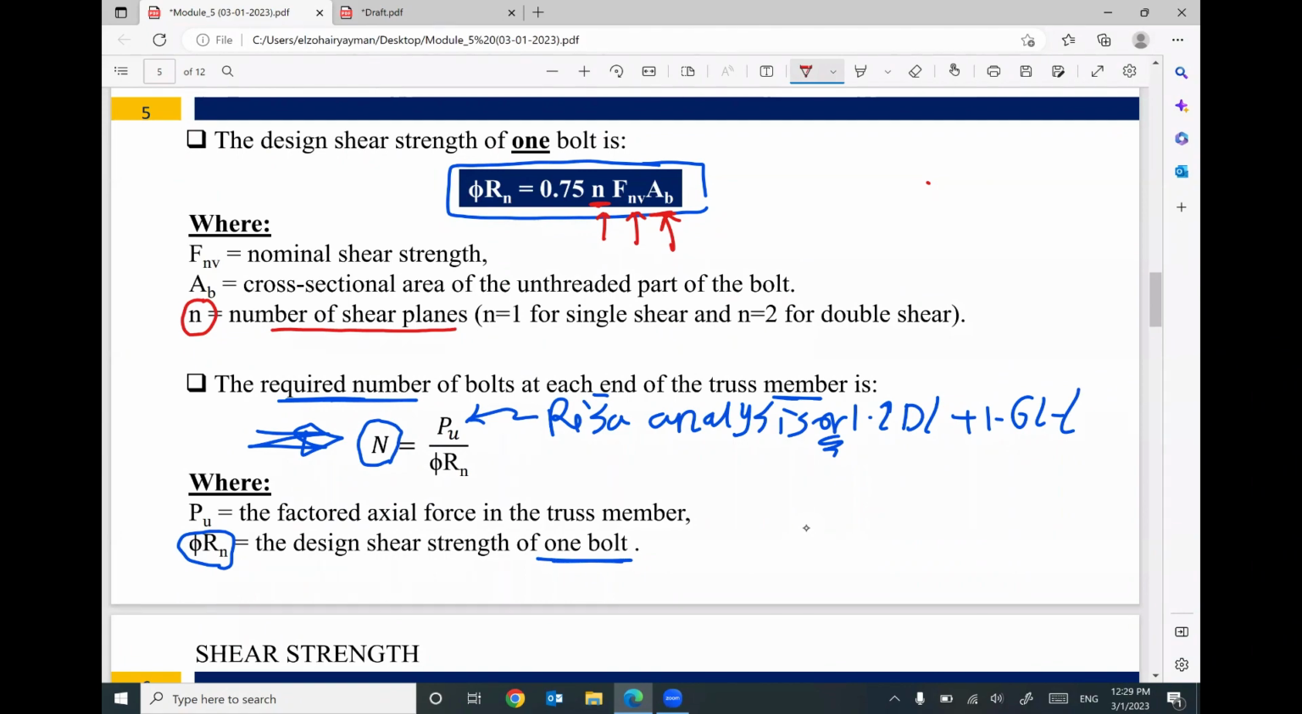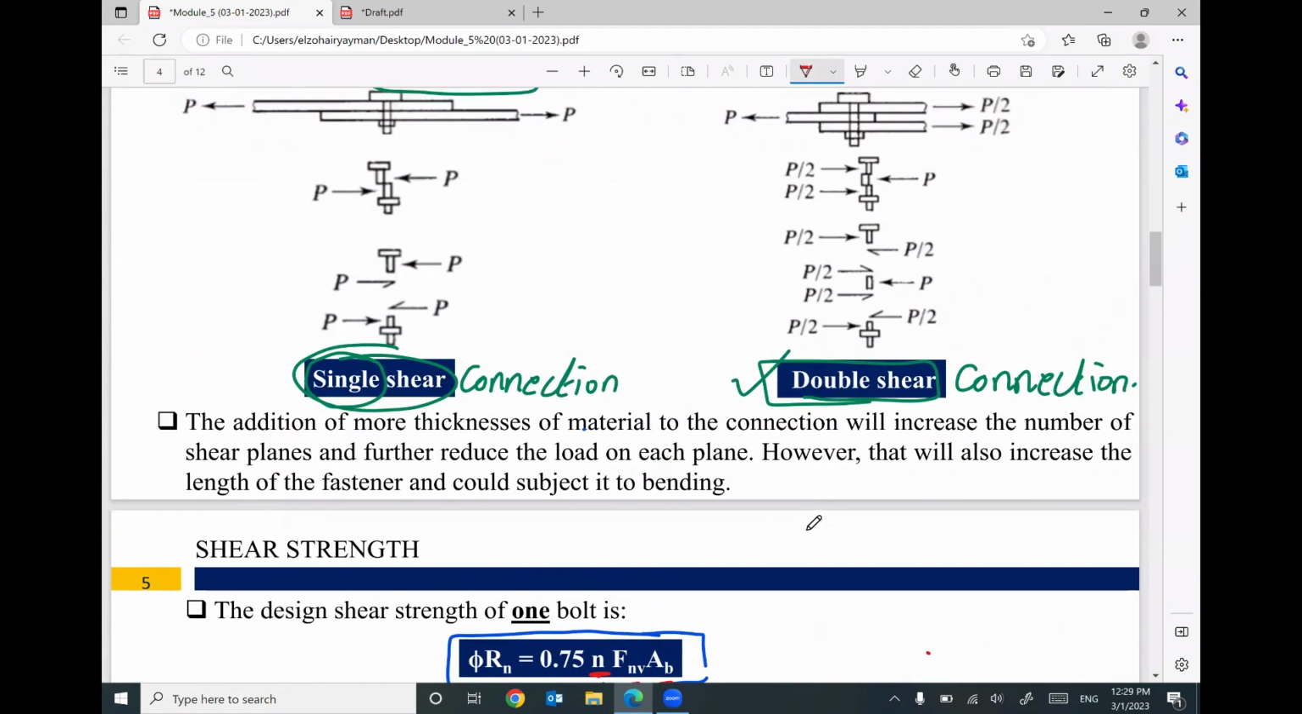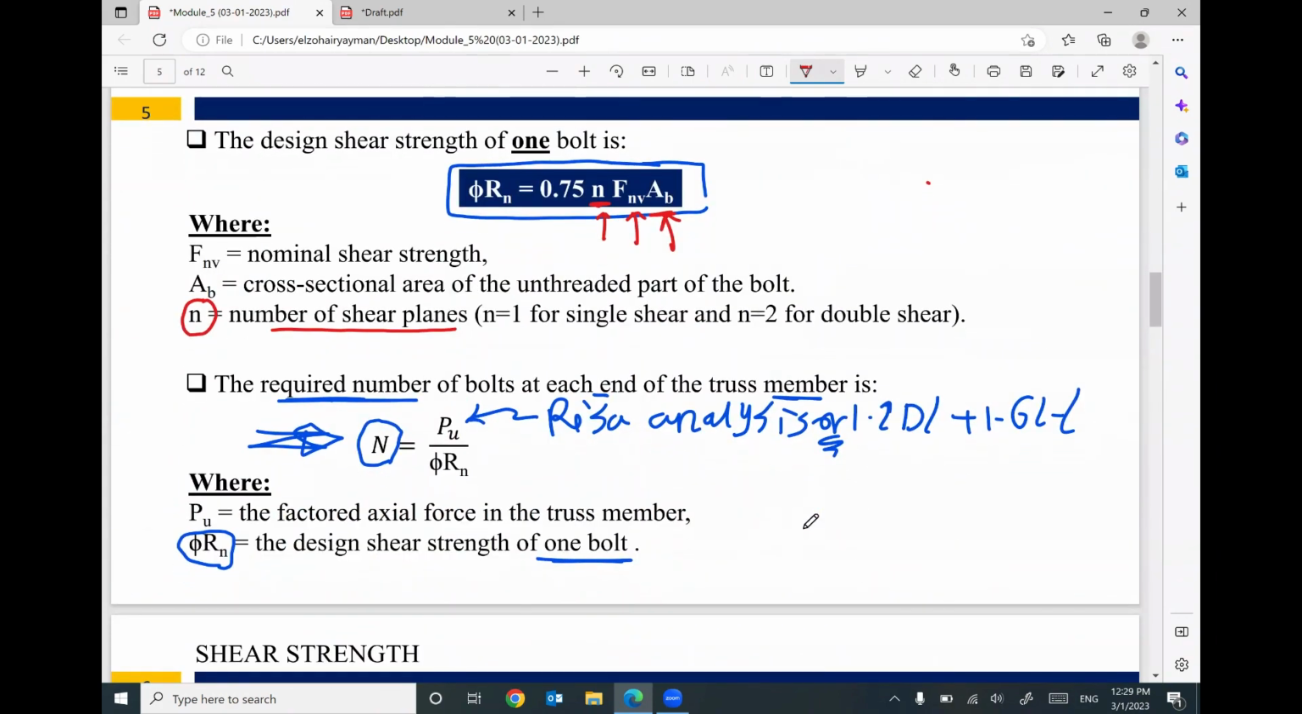We have two cases most of the time. We have single shear. If you have single shear, your N value will be 1. If you have double shear, your N value will be 2. That makes sense? So N is the number of shear planes, N equals 1 for single shear, N equals 2 for double shear.